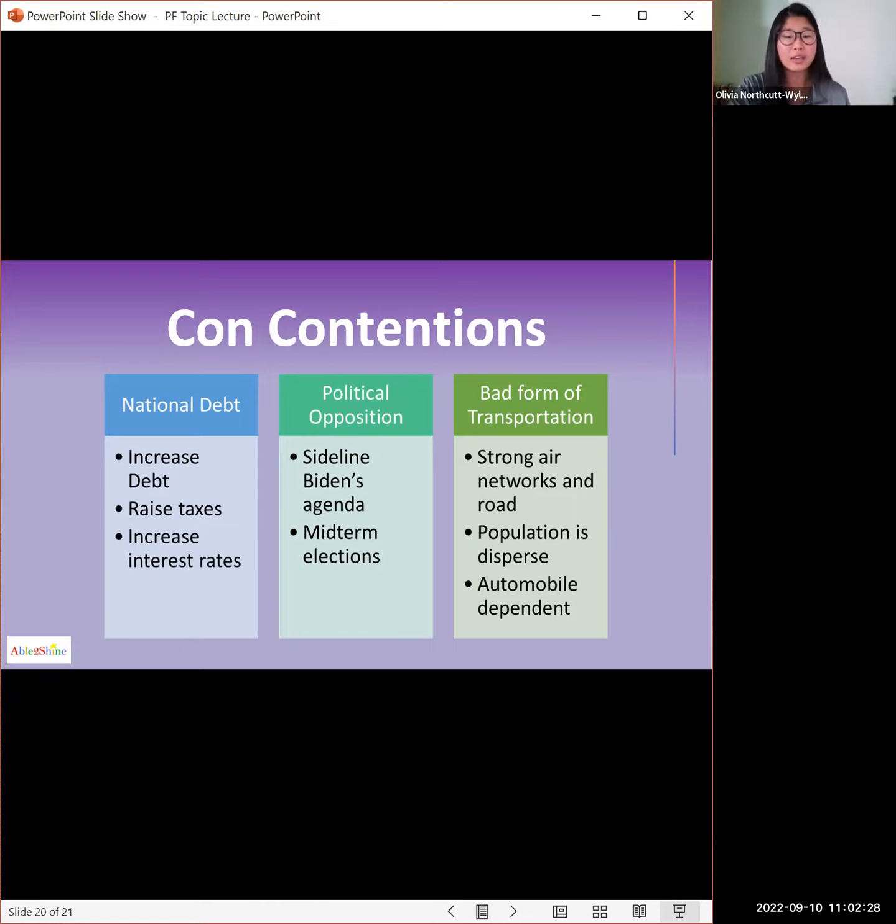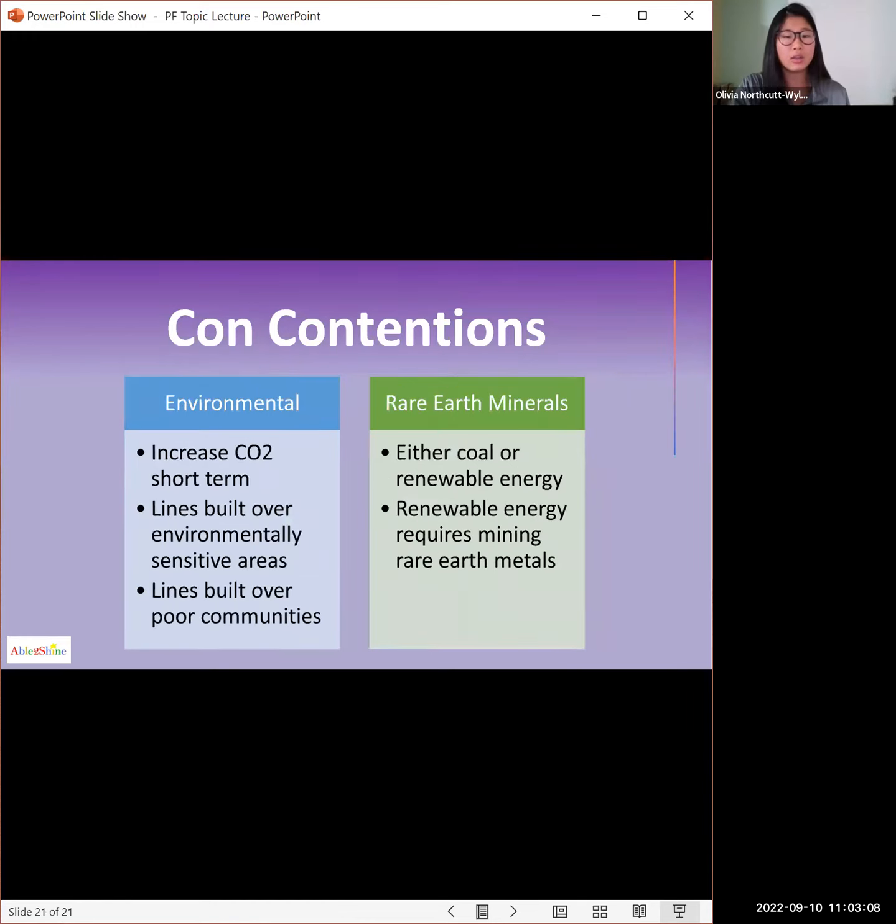The other one that you should be saying in general, and these can be some of your refutations, is that it's just a bad form of transportation for all of the reasons that it doesn't work in the US, right? The population is too dispersed. We already have strong air networks and roads. You could make a contention about air networks and it hurting the airline industry. Roads will still exist and not be used. Electricity produced by coal and CO2 air pollution is bad. You have to import a lot of the materials to build it, which hurts the US economy to the benefit of other states. Fewer people will use it anyways because they're more accustomed to automobiles, right? So all of these are reasons that high-speed rail might be a bad form of transportation for the United States.